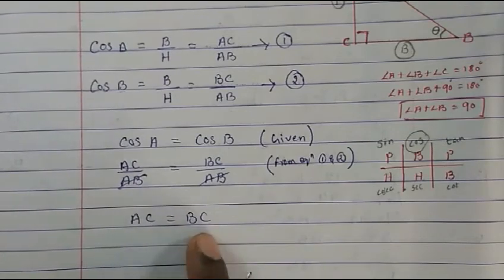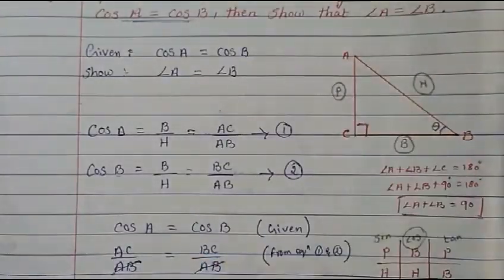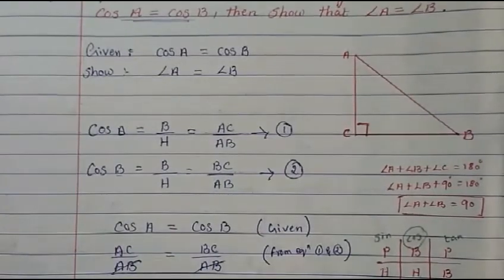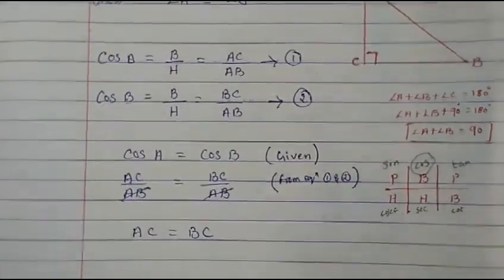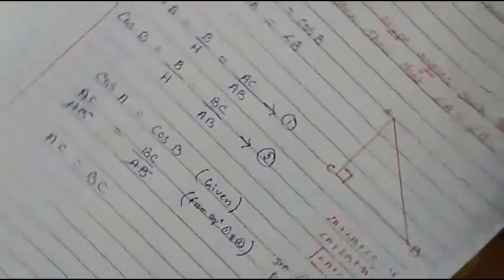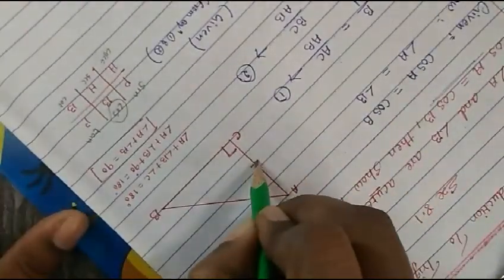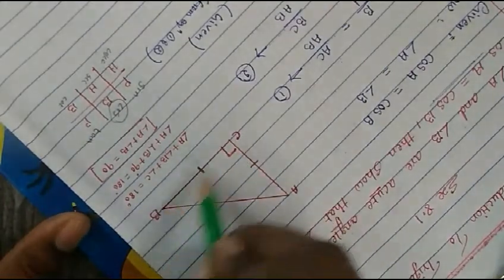So AC is equal to BC means what? Let me clear up this part again. Now just see what we have proved here: AC side is equal to BC side. Okay, AC is equal to BC we have proved.